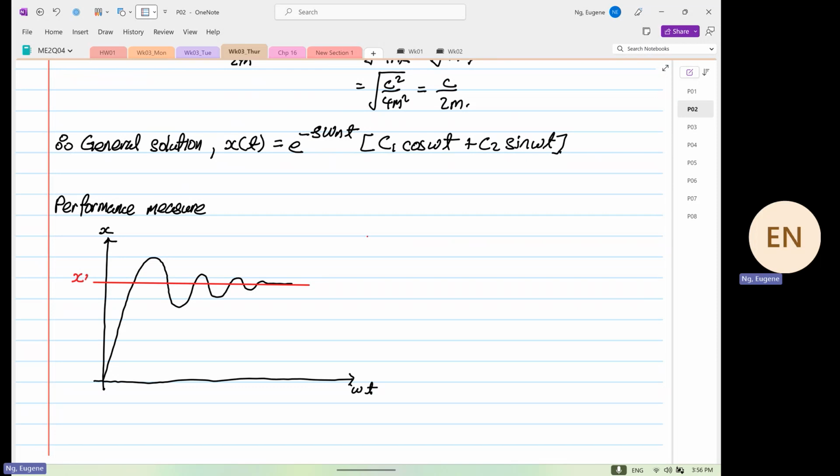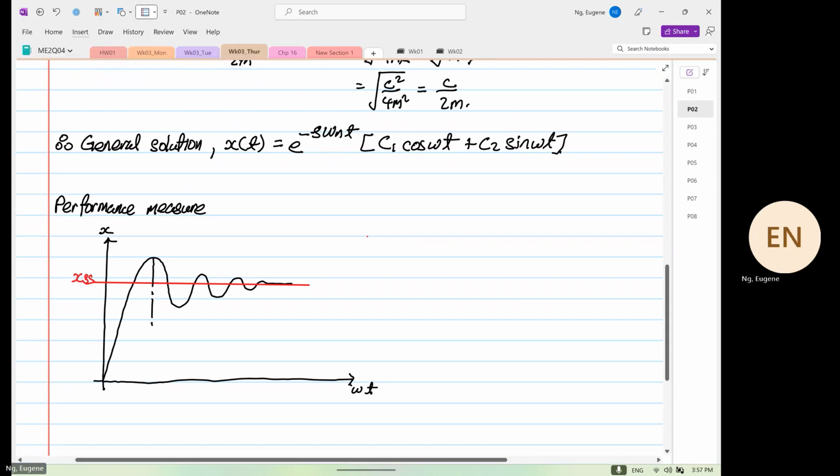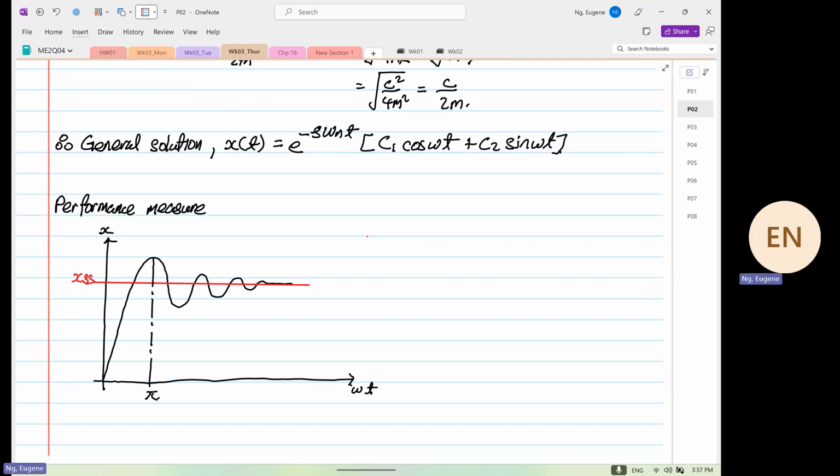This is our x steady state. And the first thing we have to remember over here, this is pi. And over here, this is pi over 2. And over here, this is 3 pi. The distance from here to here is known as our overshoot.